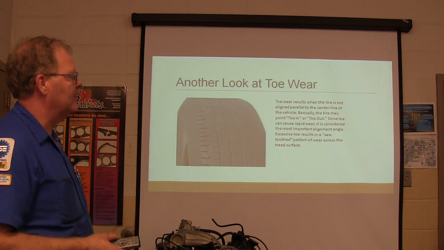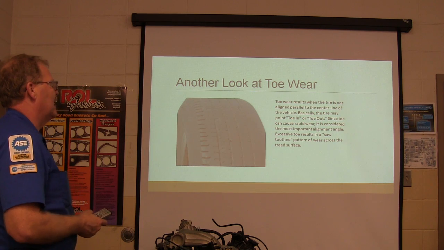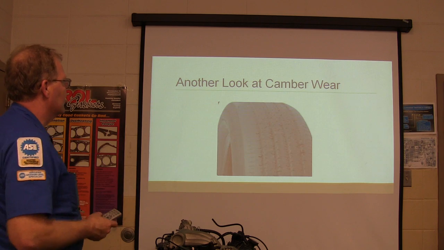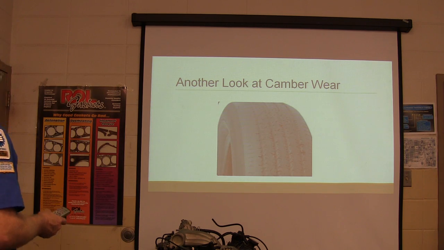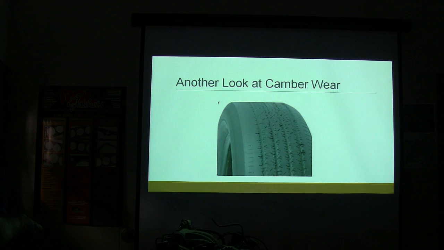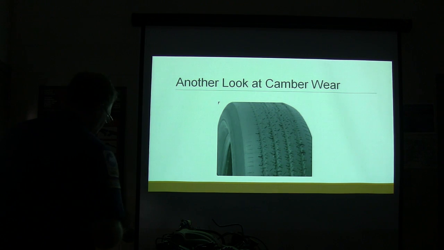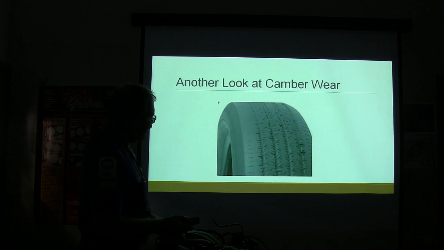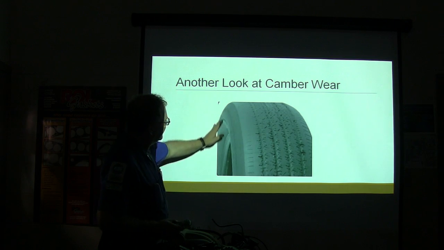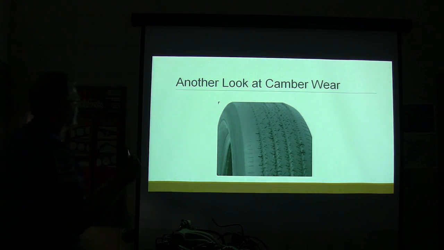You'll wear a tire out if you've got bad toe really, really fast, and you wind up with a sawtooth pattern of wear across the tread surface. Here's another look at camber wear. See how it's wearing on this one side? Usually, whenever you've been driving in the parking lot slow, like I was talking about, it'll be more rounded, but that one there is definitely still worn out.